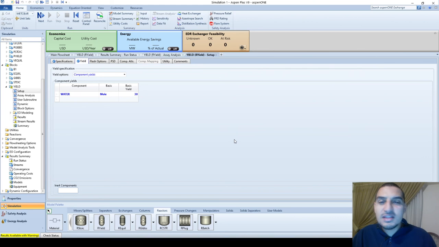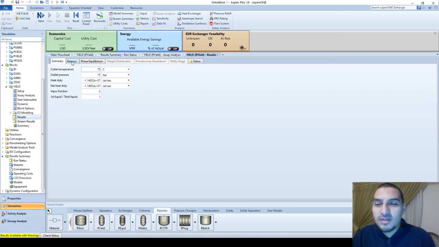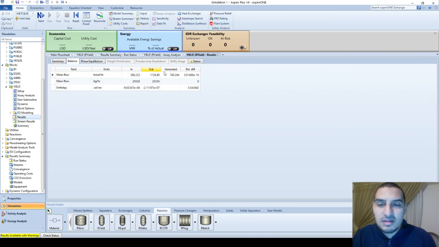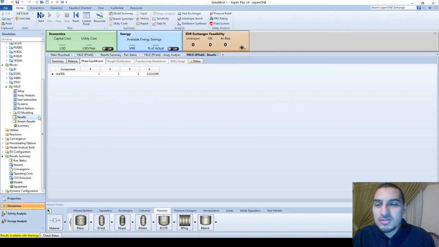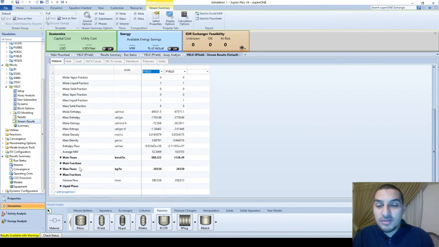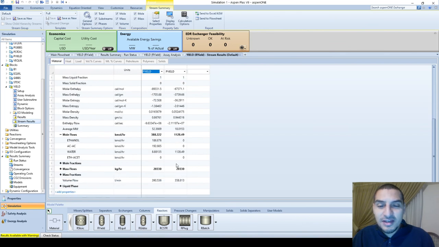And that's why I put the yield reactor at the end, because it's going to give you an error each time you run the file, and I don't want to see the error every time I'm working. So again, the results are not going to be of any meaning. For the balance, it tells you it generated some moles because it has to make sure that the mass is conserved. For the phase equilibrium, it's only water. And for the stream results, and this is the magic, it's all water. And I don't see that this reactor is useful by any means.